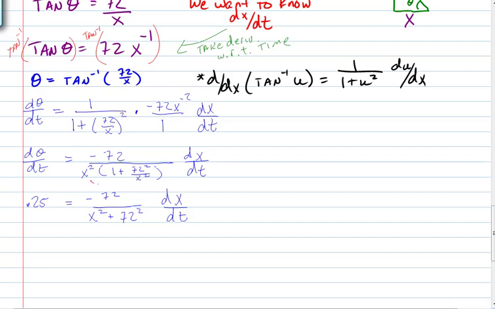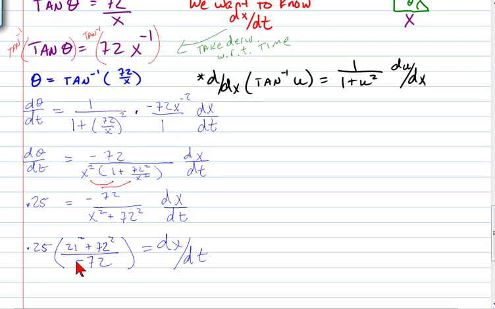I distributed the x squared to the 1, that gave me the x squared, and to this term where the x squared canceled out with the x squared in the bottom, and that gave me the 72 squared. Now, how do I get the dx dt by itself? Because that's what I want to find, the rate at which the shadow is changing. I'm going to multiply both sides by the reciprocal. So this is 0.25 times 21 squared plus 72 squared over negative 72. That's dx dt.